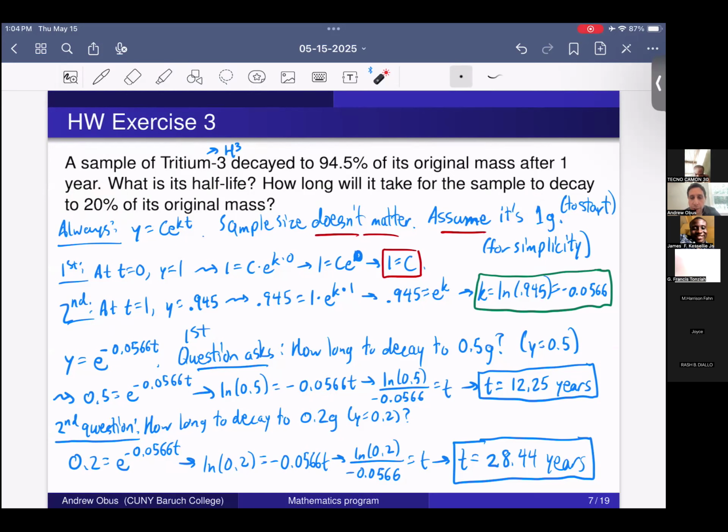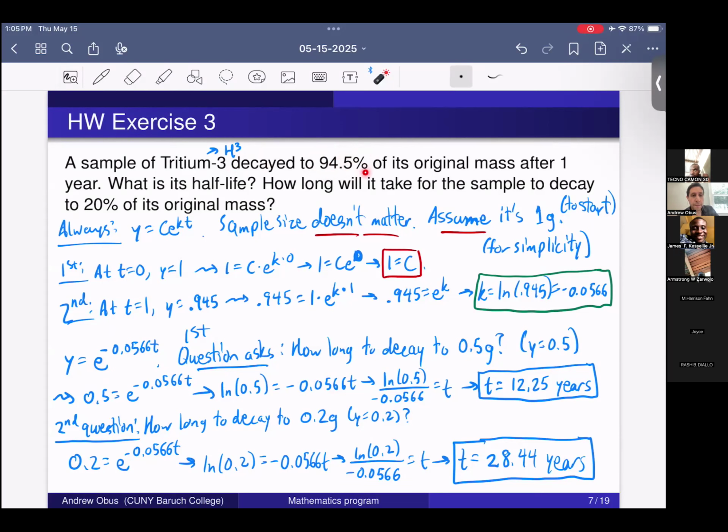Yes, why don't you explain this? Because if 94% of the original mass can be decayed within 1 year, then why is it that it would take longer for half of it to be decayed? Well, no, 94.5% isn't what decayed. It decayed to 94.5%. So it only lost 5.5% after 1 year. It's not that 94.5 decayed, it's that 94.5 was left after 1 year.